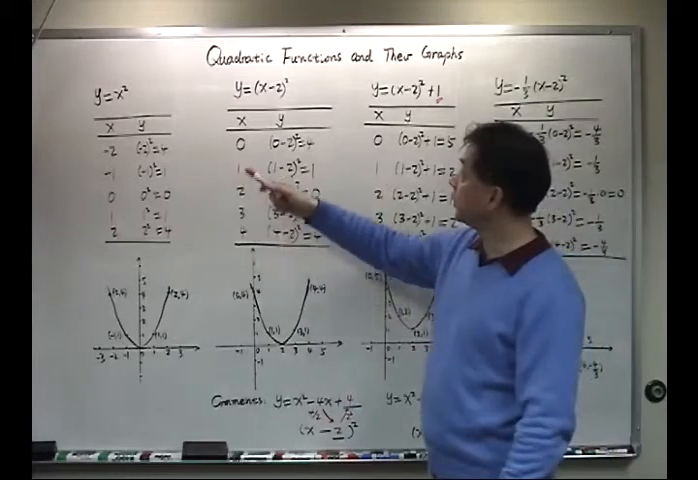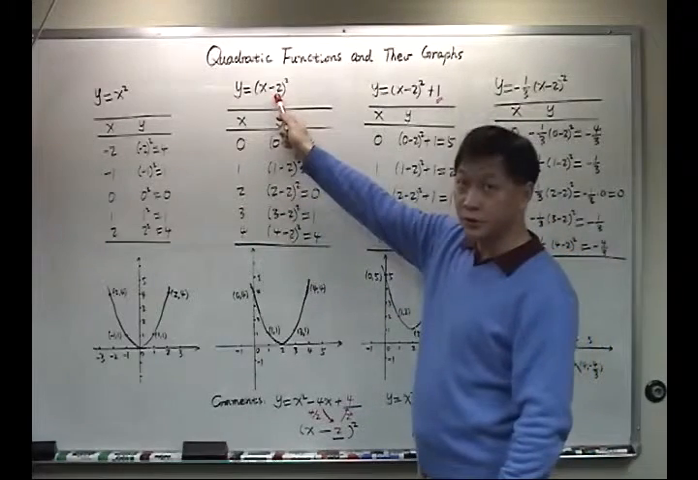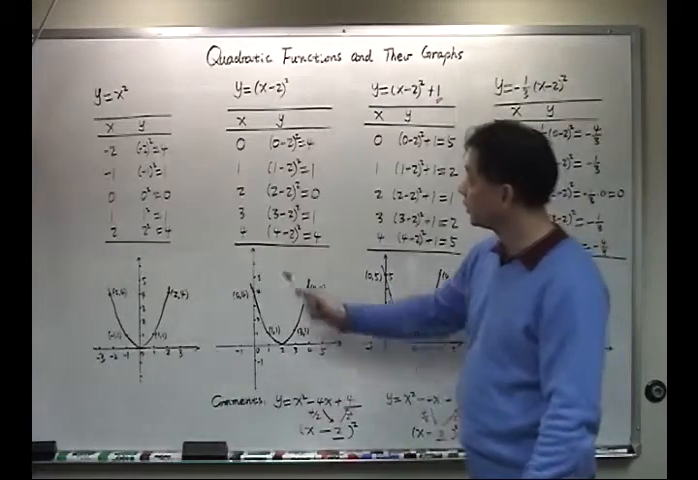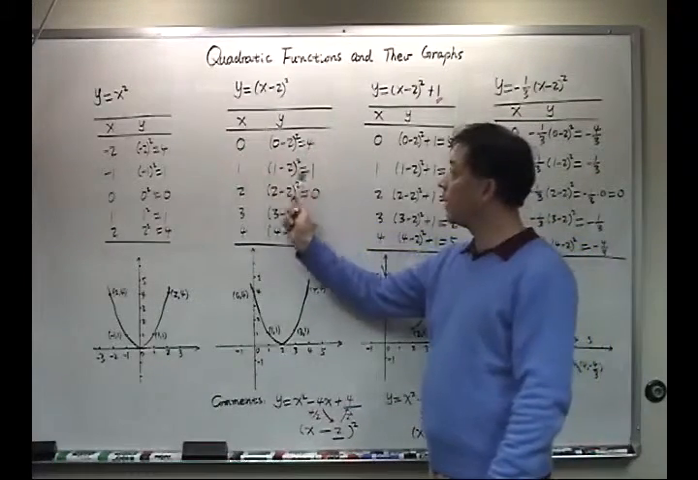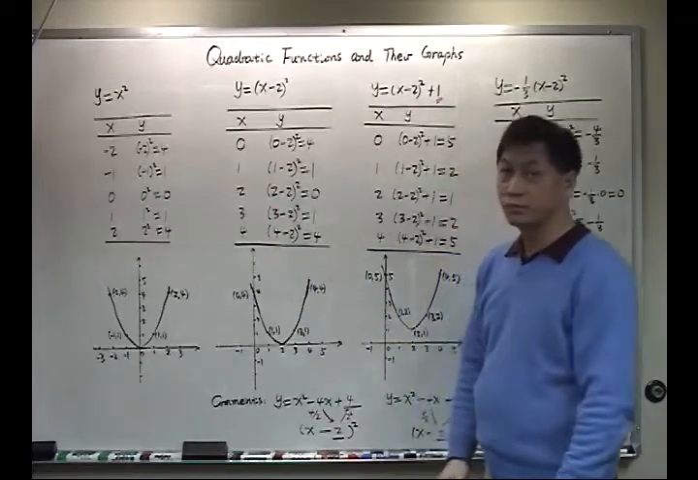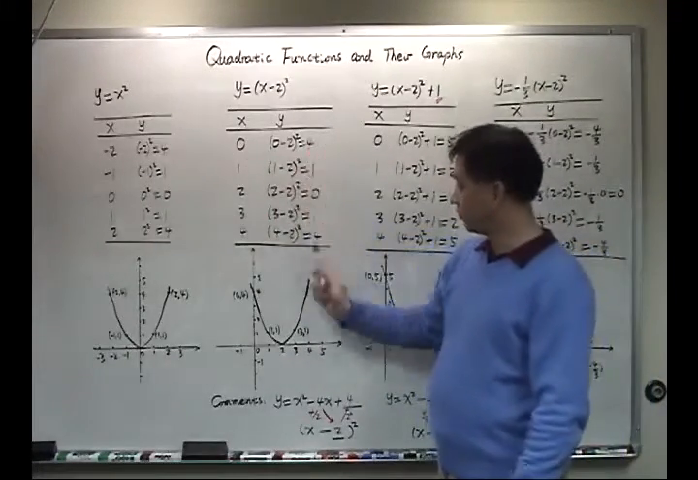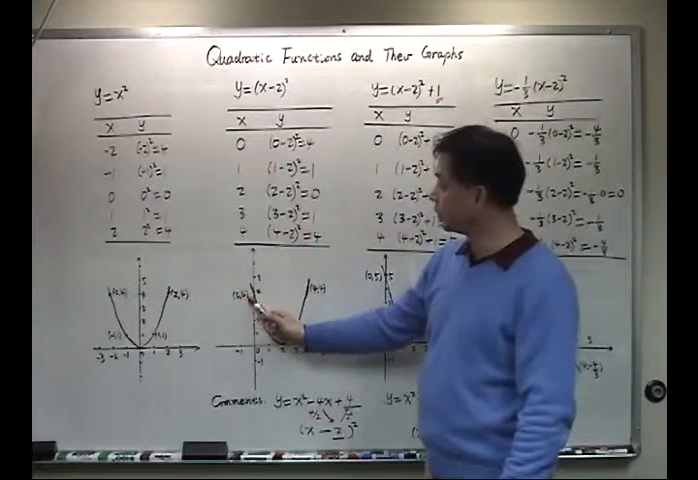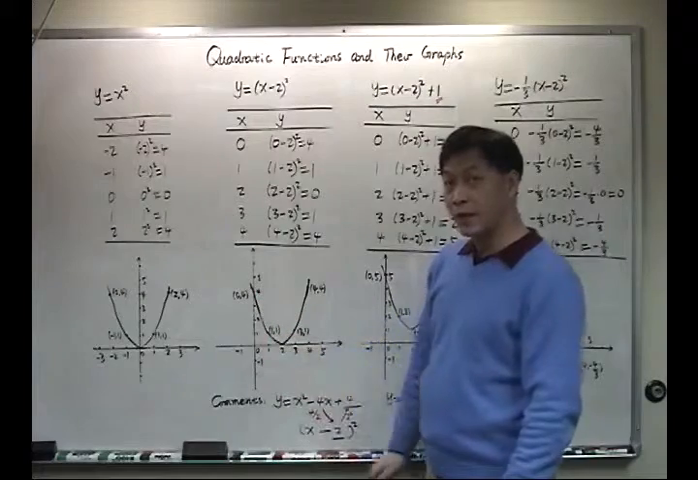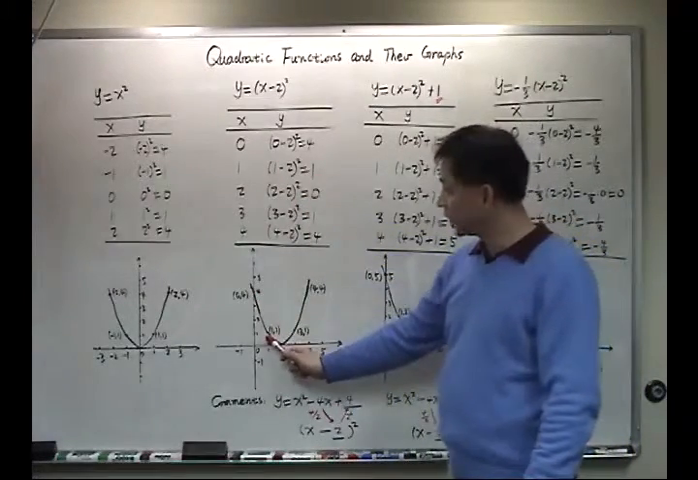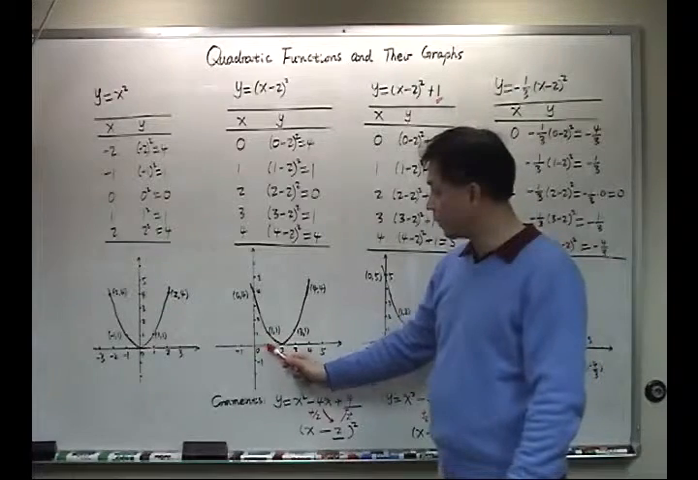You plug in 4 here. 4 minus 2 is 2. Square it, which is 4. So you have 0, 4; 1, 1; 2, 0; 3, 1; 4, 4. 0, 4. X is 0, y is 4. So 0, 4 is this point on the y-axis. 1, 1 is the second point. X is 1, y is 1.